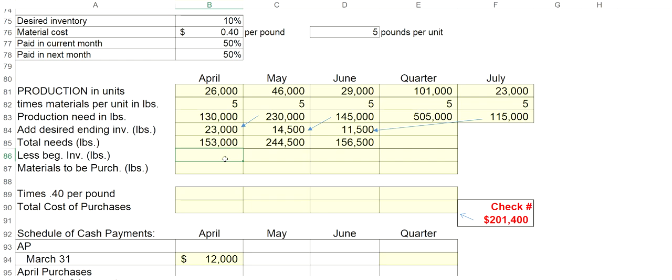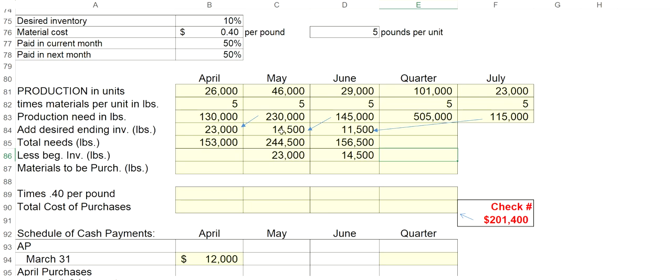Let's come back to April. So like with the production budget, the ending will be next month's beginning. So the end of April, April 30th, is 23,000. So that will be the beginning May 1st. May 31st, the end of May, is 14,500. So that will be June 1st. And again, I'll do the quarter column later.